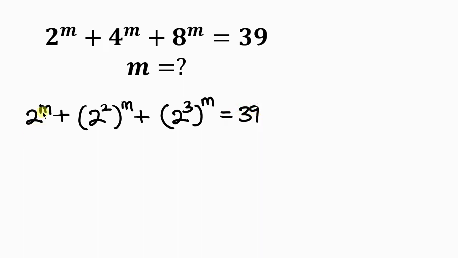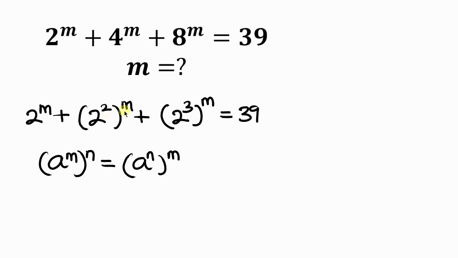Now, I have 2 to the m here. I want to make what is here and what is here the same, so that we can later introduce substitution. But in order for us to do that, we need to work with the law of indices that says that when I have a to the m all raised to the n, this is the same as a to the n all raised to the m. You notice that we switched the powers.